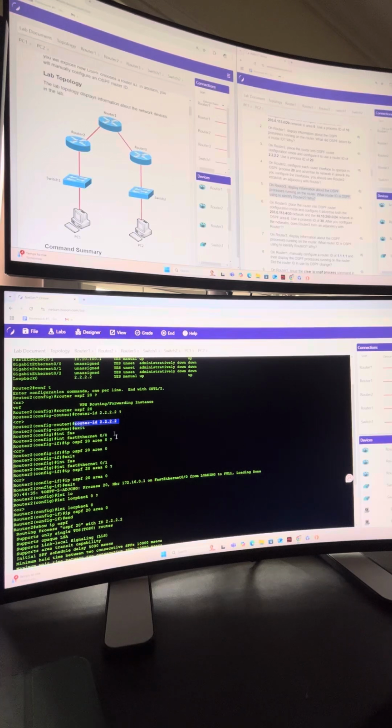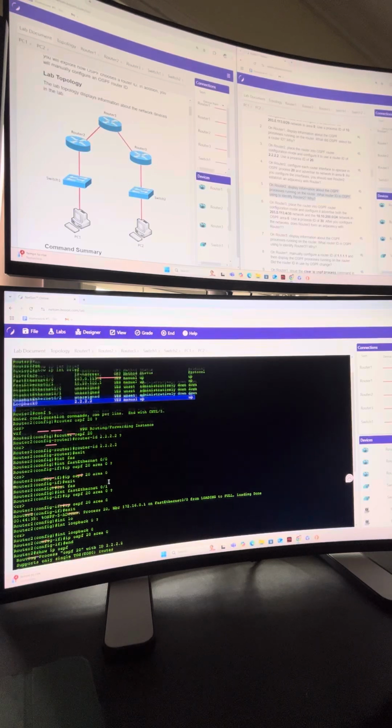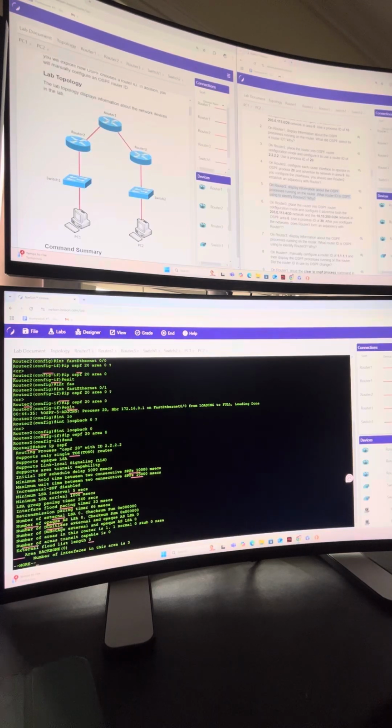And it chose this because, first off, we configured the router ID. And even if we didn't, the loopback 0 interface is the only loopback interface configured on router 2. And it is in the up state. And as we know, OSPF will use a loopback interface before it uses a physical interface because loopback interfaces are always in the up state. Okay? All right. So let's go ahead and move on to number 6.